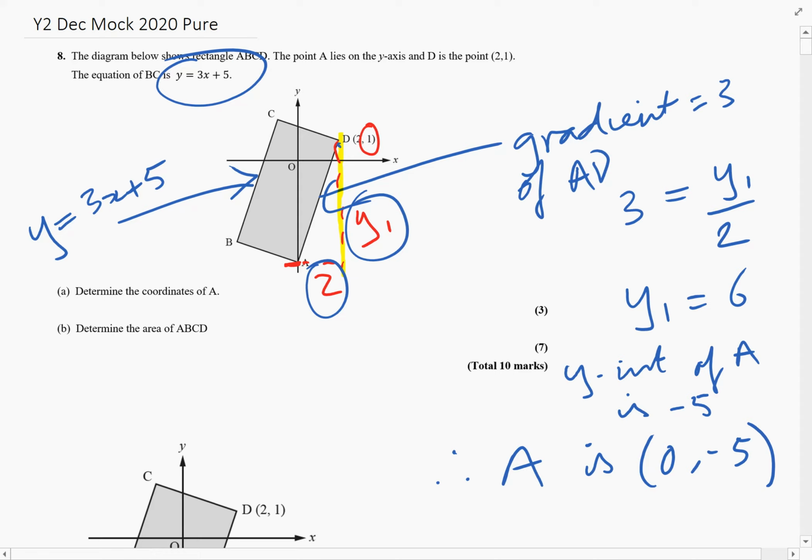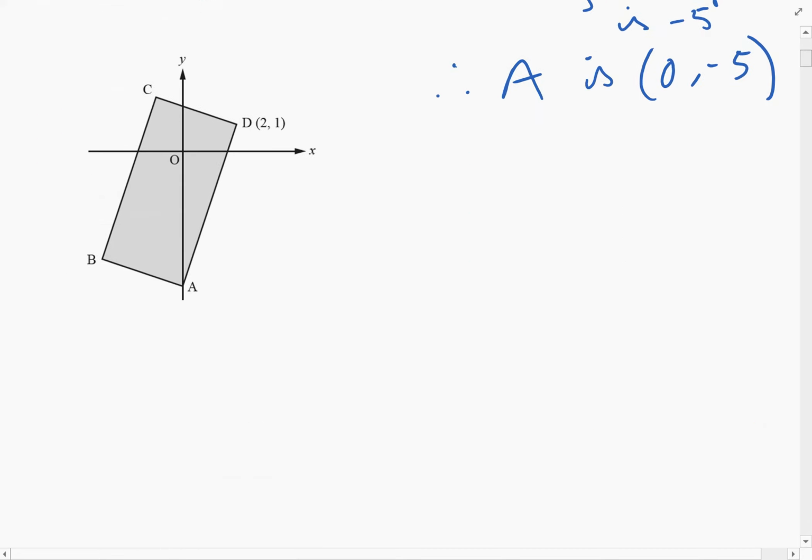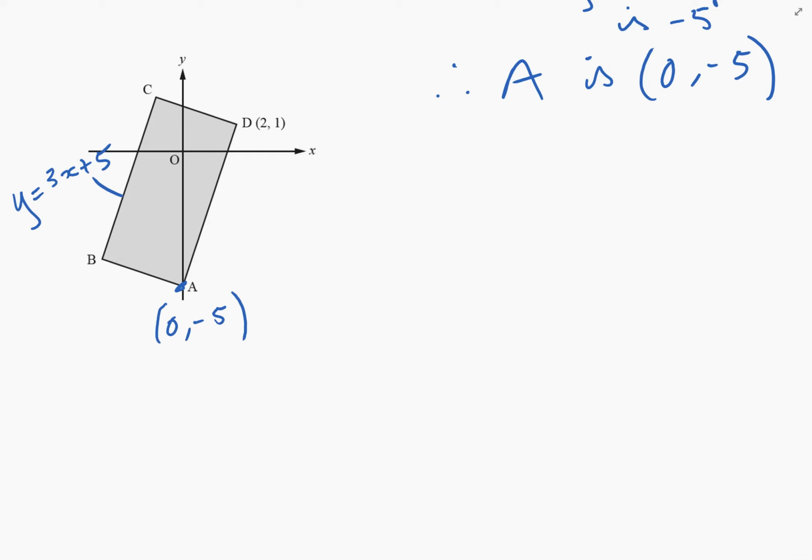Now in part B, we've got to find the area of the rectangle. So let's do this on this bigger diagram down here. Let's just mark in what we know. We know that A is the point 0, minus 5. We know that the equation of this is y equals 3x plus 5. So if we want to find the area of this rectangle, we're going to need to find the lengths of two sides that are perpendicular to each other, and then multiply them.